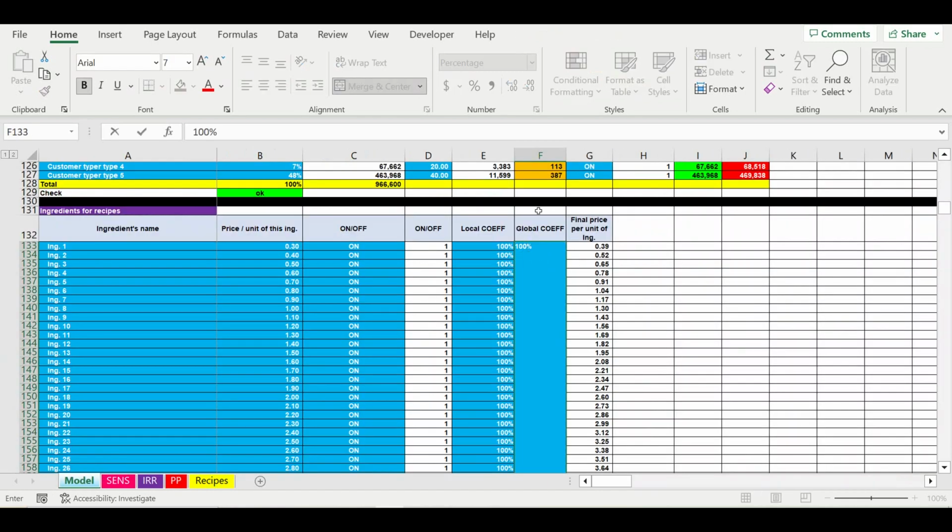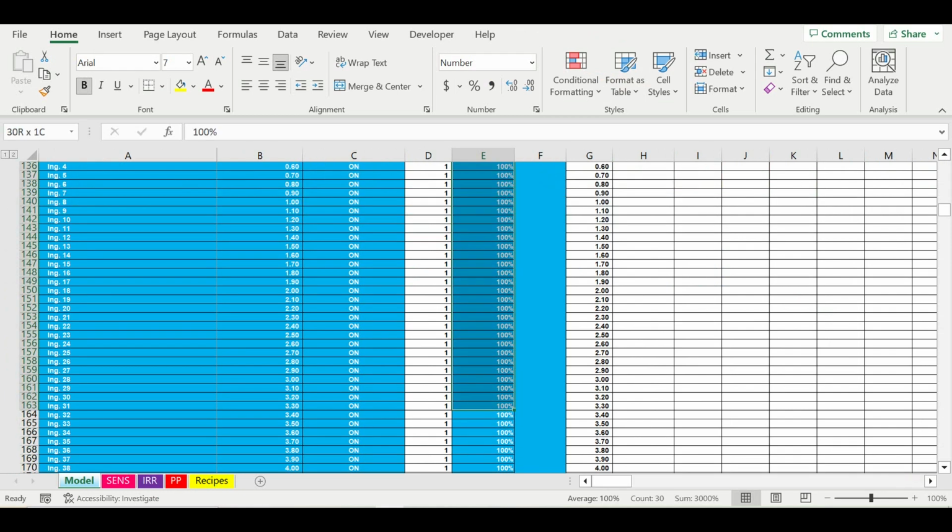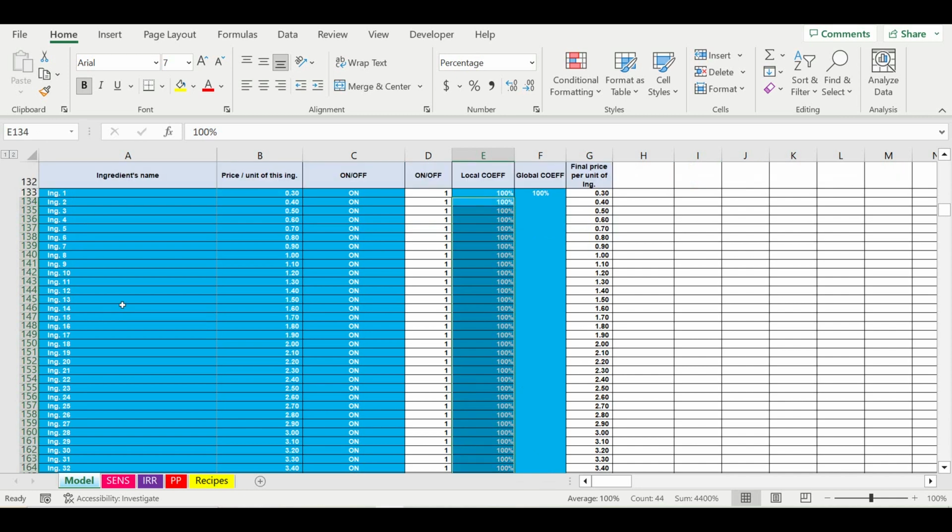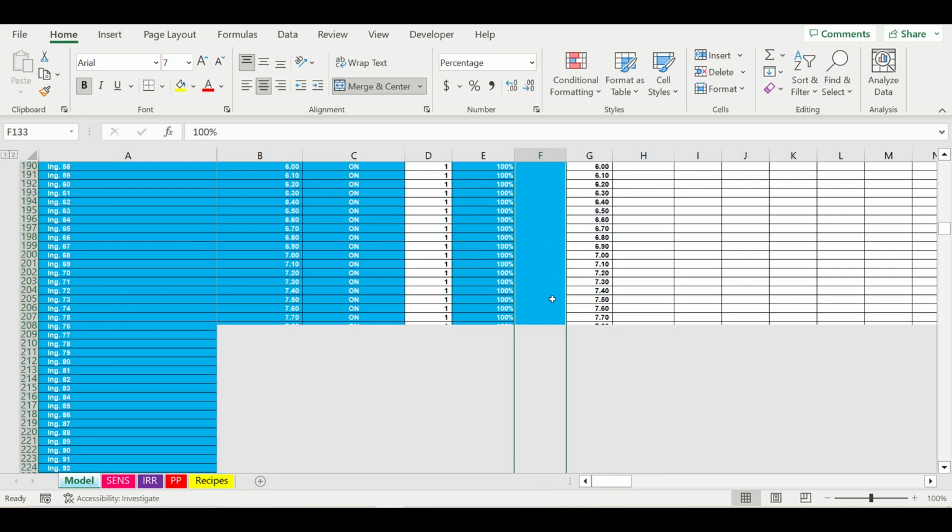Or, for example, we can increase or decrease a specific coefficient for a specific ingredient and see what will happen to our two financials. Now let's move forward.